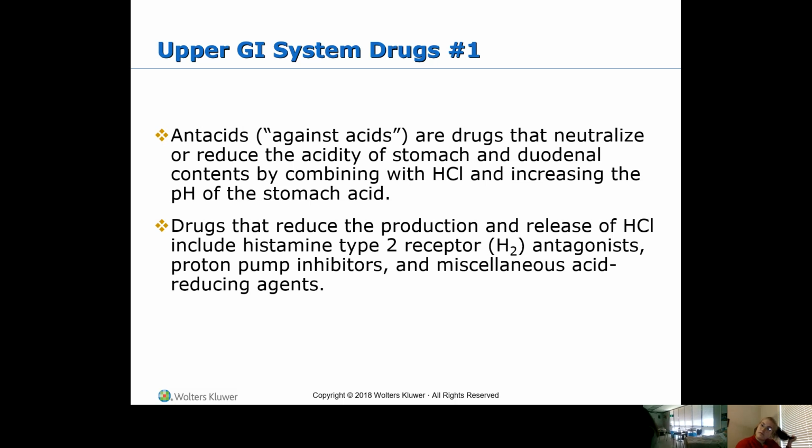Okay, so I'm still going down the chart in the book, and then I'll go through the PowerPoint quickly. So, GI stimulant, the only one is Reglan. You have to know about Reglan. And then your antiemetic drugs.